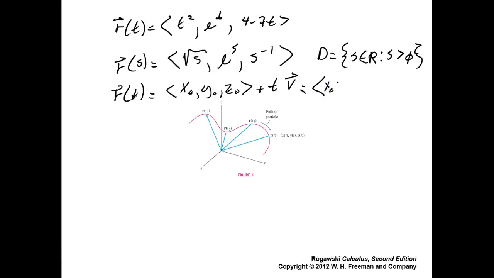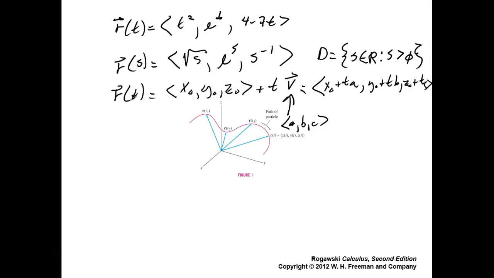X sub 0 plus t, what do they call this vector implicit here? This vector is represented as having components A, B, C. Okay? So that would be x0 plus tA, y0 plus tB, z0 plus tC. The vector is vector ABC.